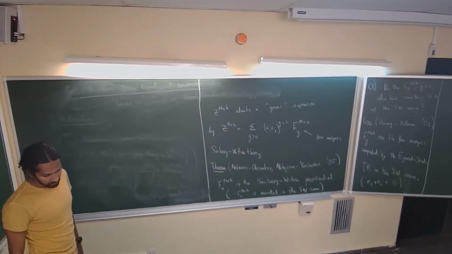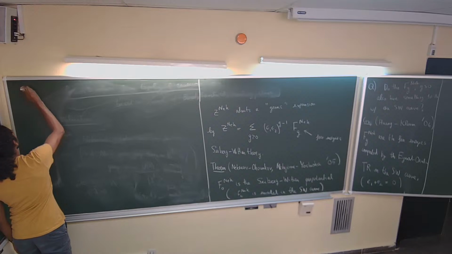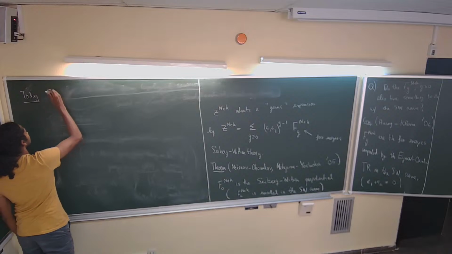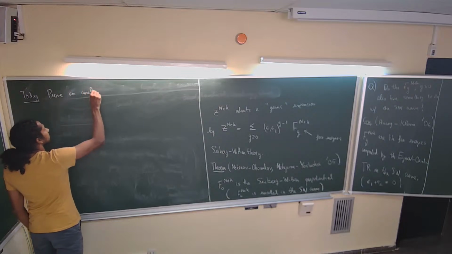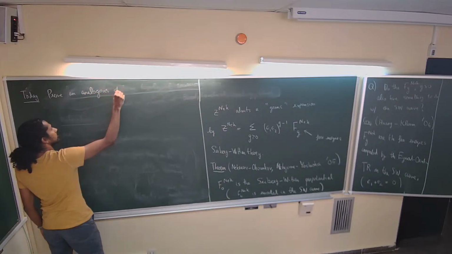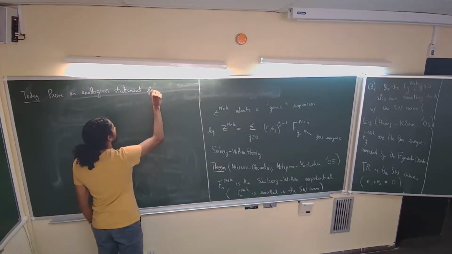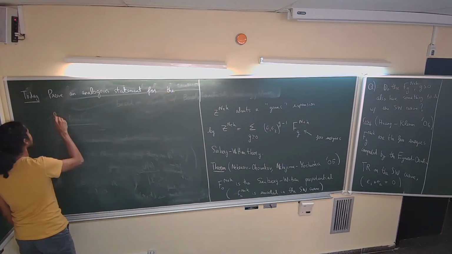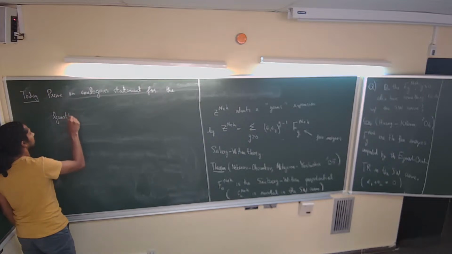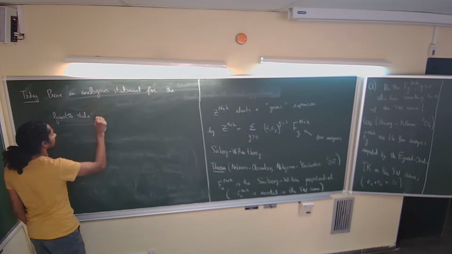Okay, so let me write it down. So the goal for today is to prove an analogous statement for the so-called Gaiotto state. Okay, and the Gaiotto state denoted by G.